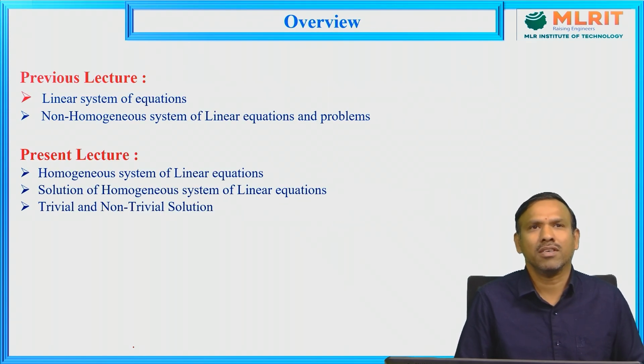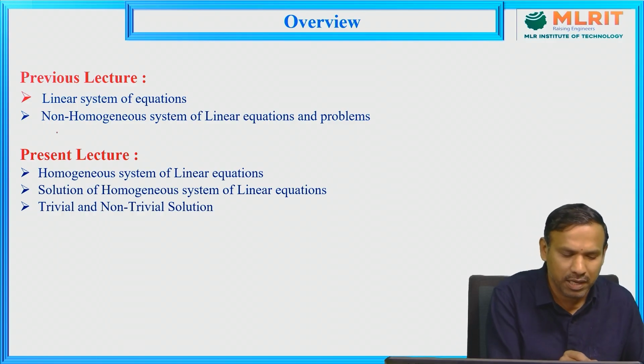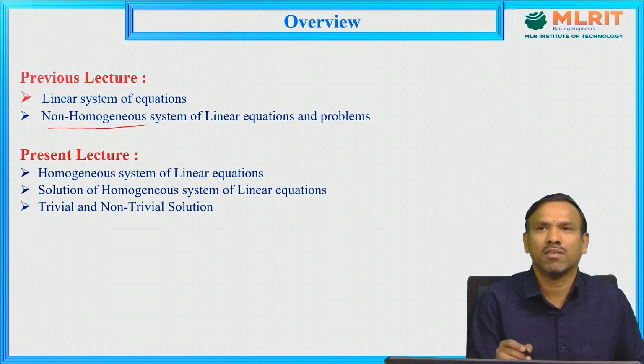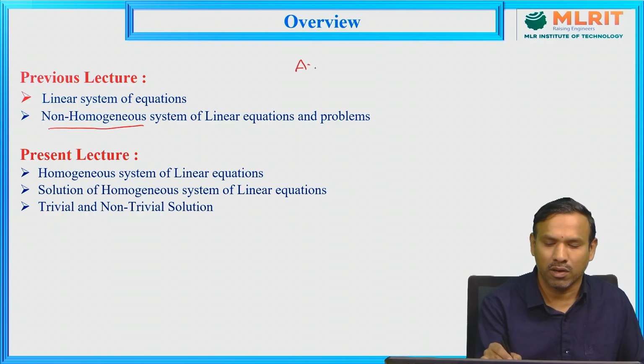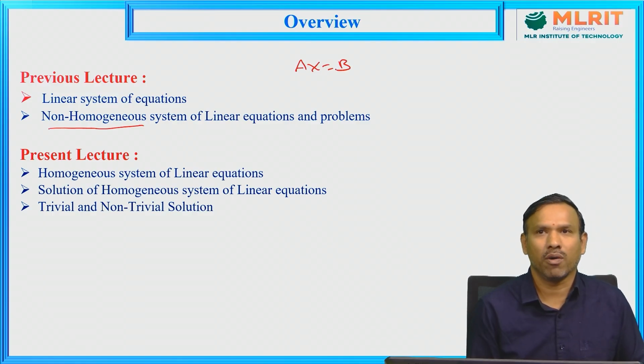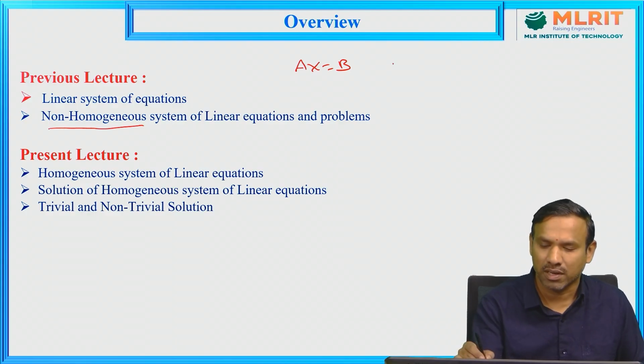In the last lecture, we have done linear systems of equations. Two types of linear systems of equations: one is non-homogeneous, another one is homogeneous. We have completed the non-homogeneous system of equations, that is, Ax is equal to b, the system of equations written in the form of Ax is equal to b. That we have done.